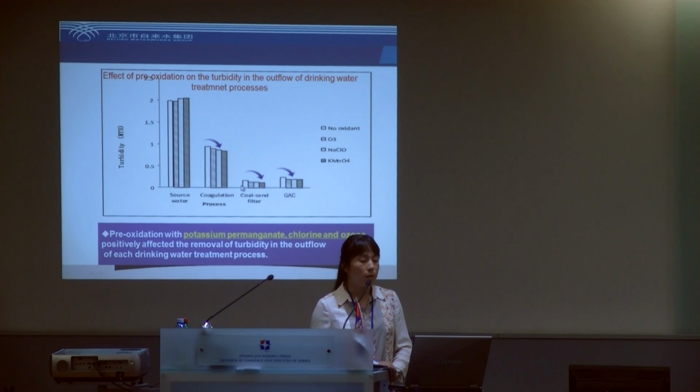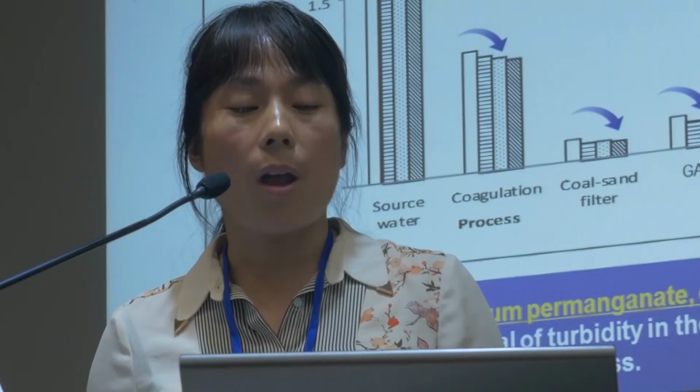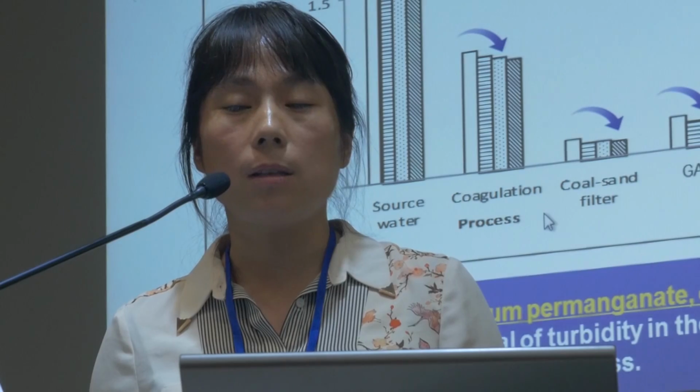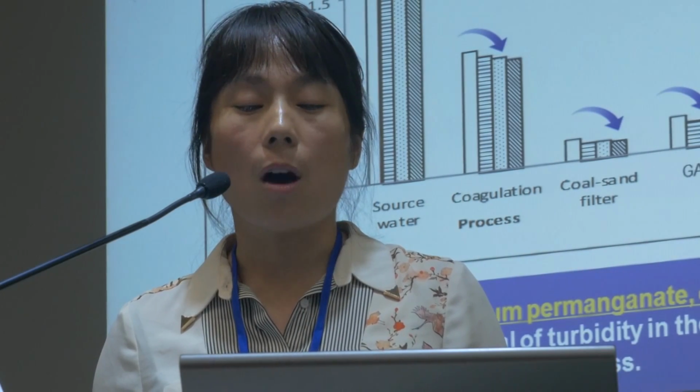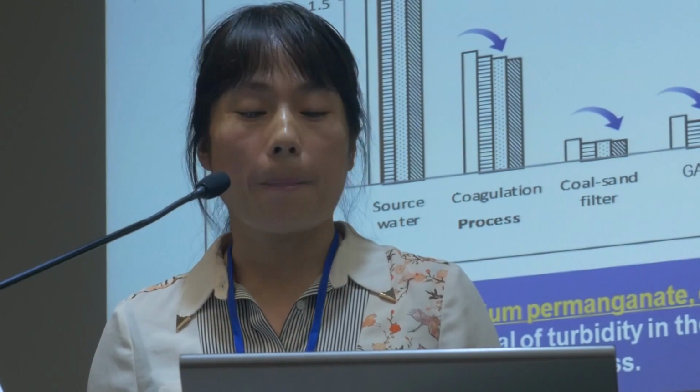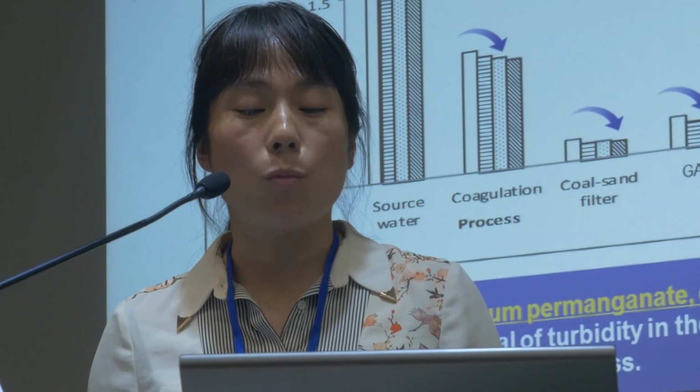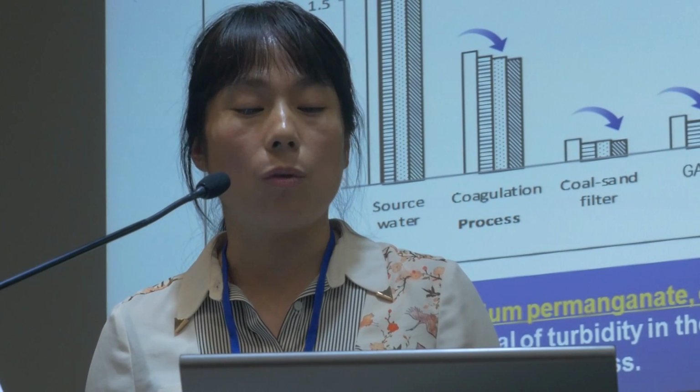We could see from the figure there is a trend with the addition of pre-oxidant. That is to say, pre-oxidation with potassium permanganate, chlorine, and ozone positively affects the removal of turbidity in the outflow.